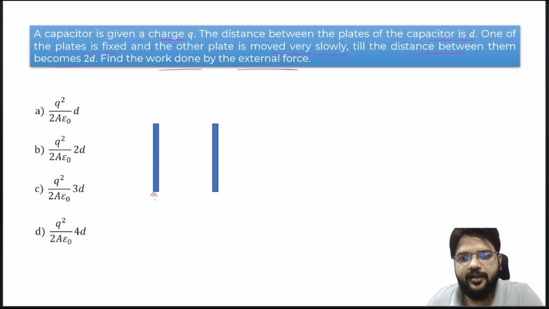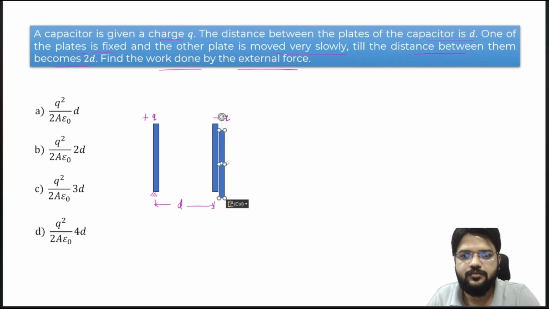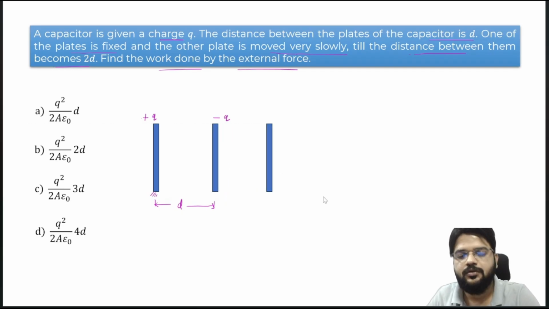Alright, so the second plate is present at a distance D. And how much charge is present? Q charge is present on this capacitor, correct? So here we want to move the second plate from D to 2D, correct? If you want to move the second plate from D to 2D, then how much work does the external agent have to do?